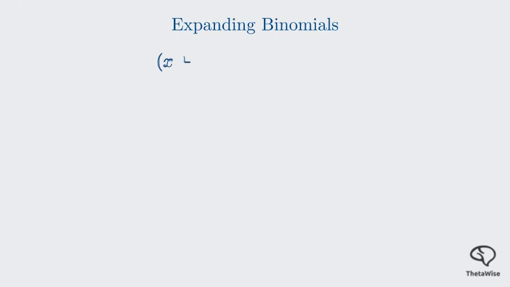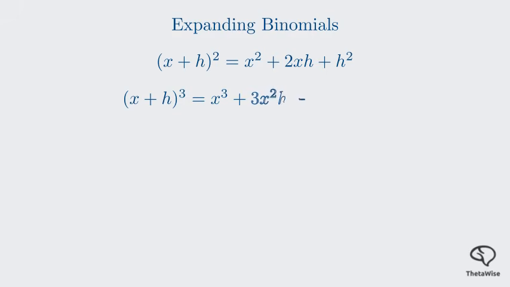First, the square of a binomial. You should remember that x plus h squared expands to x squared plus 2xh plus h squared. Remember the pattern: the first term squared plus 2 times the product of the terms plus the second term squared. This will come up frequently. Next, let's look at the cube of a binomial. x plus h cubed expands to x cubed plus 3x squared h plus 3xh squared plus h cubed.